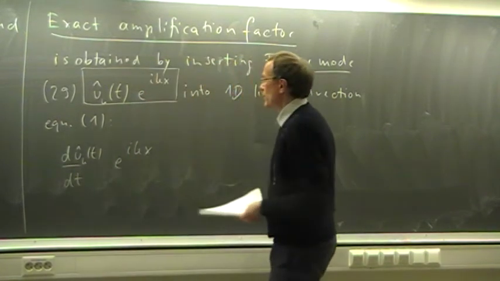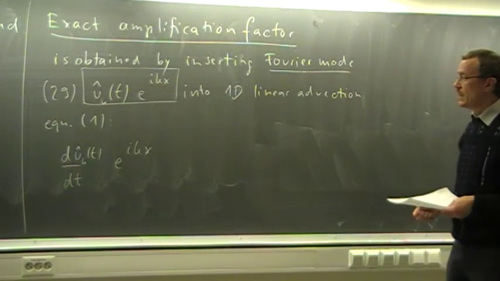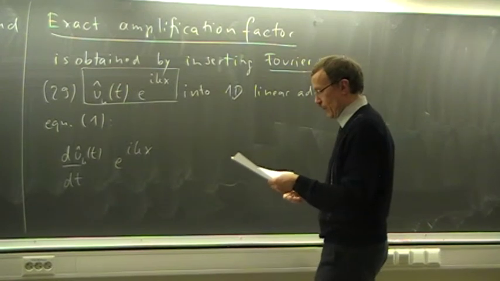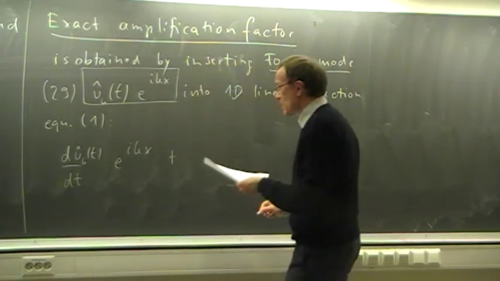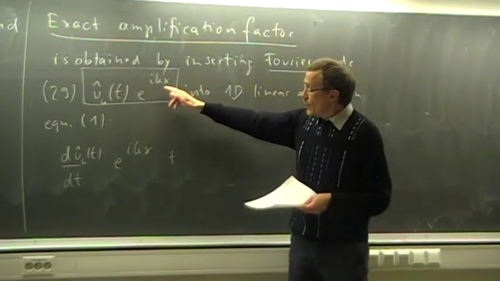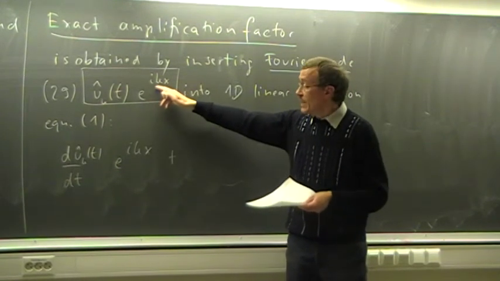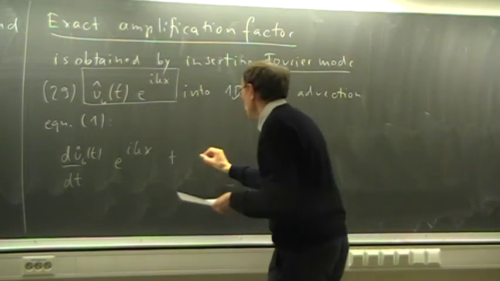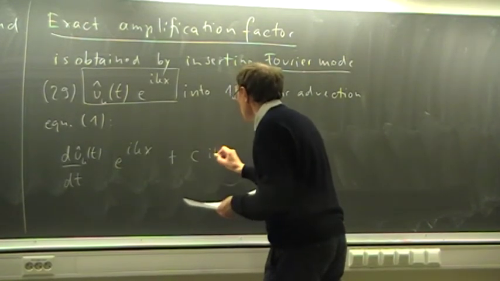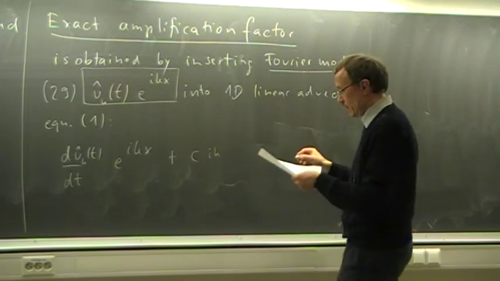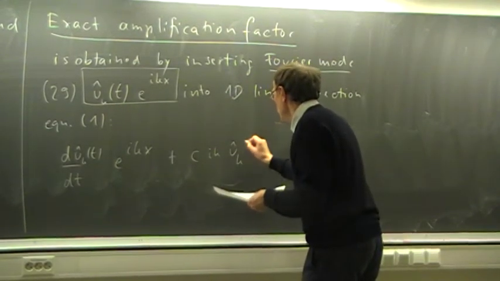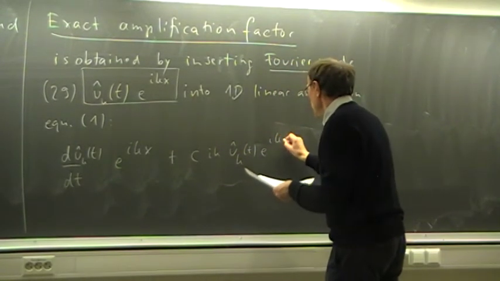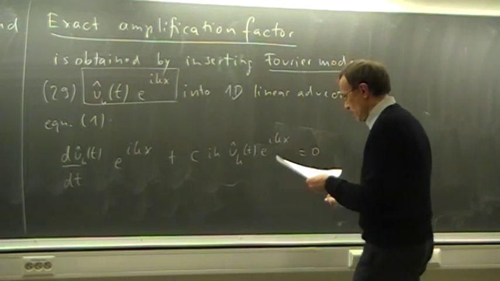So that is the time derivative du/dt. So we say u is like that. Then we get this from the time derivative. From the space derivative, we get the first derivative with respect to x, so we get an ik in front. And we have also the c. So we get c times ik, coming from the first derivative. Then we have here the u hat k of t, e to the ikx, that is equal to 0.